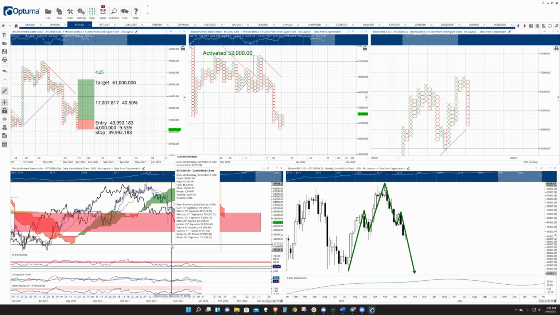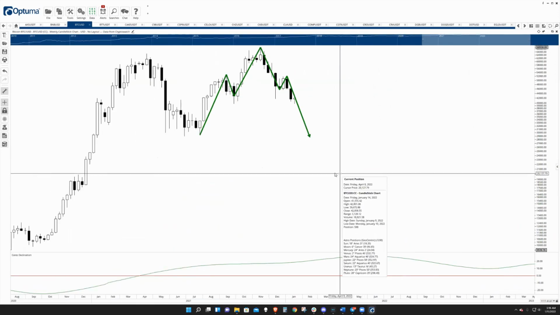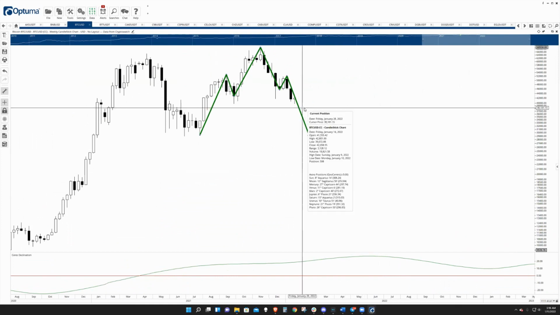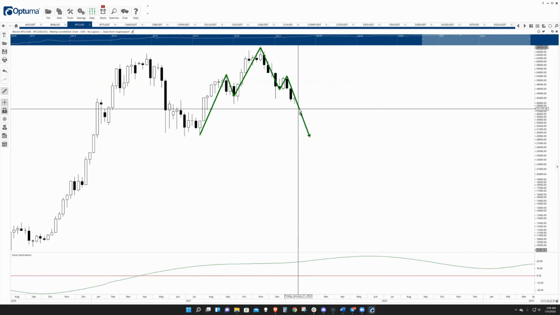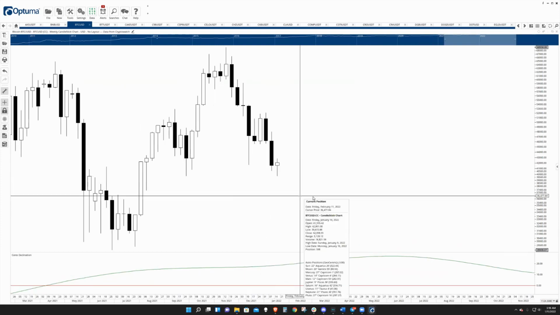Taking a look here at Bitcoin. All right, I got to point something out. This is one of the most structurally obvious head and shoulders patterns that Bitcoin has printed in a while. This is on the weekly chart.